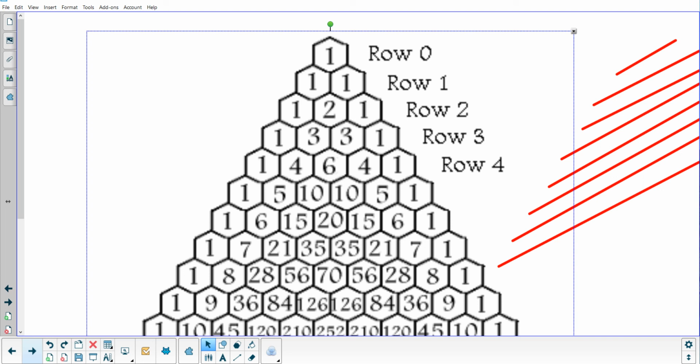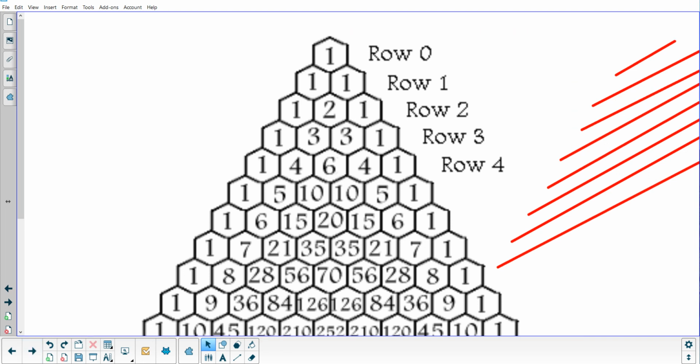Actually, one pattern I remember is if you look at a prime row, all the numbers in that row are multiples of that number. So for example, 7 is a prime number. If you look at the 7th row, all the numbers in that row are multiples of 7. 5 is a prime number. If you look at row 5, all the numbers are multiples of 5. The counting starts with row 0. That's important. So what I've done here is I've drawn these diagonals.